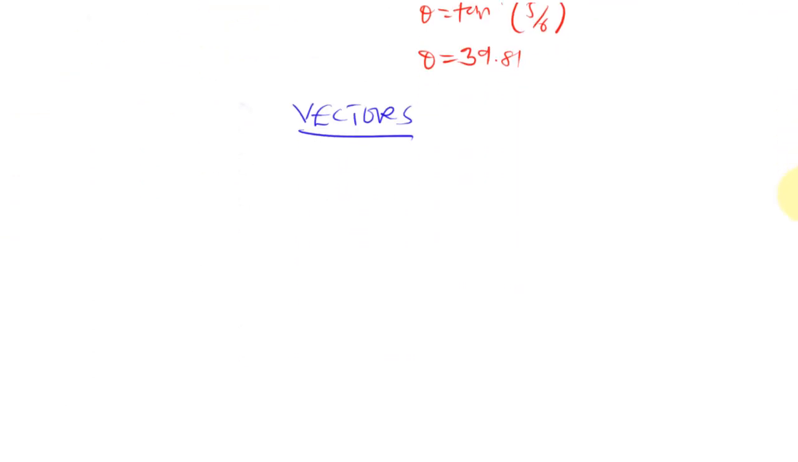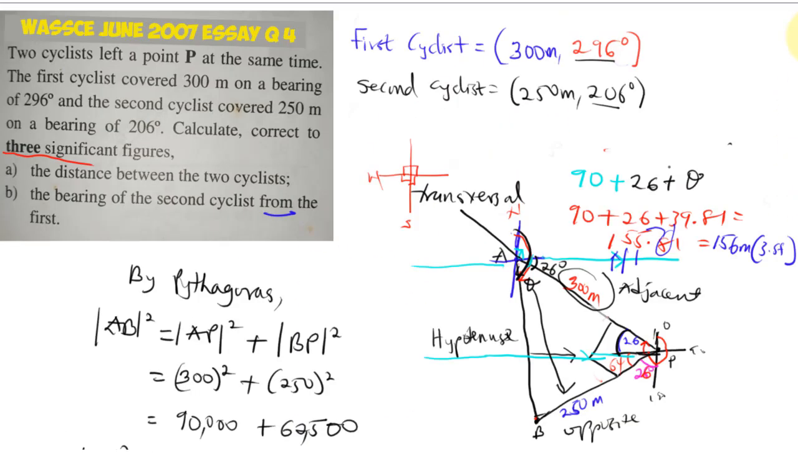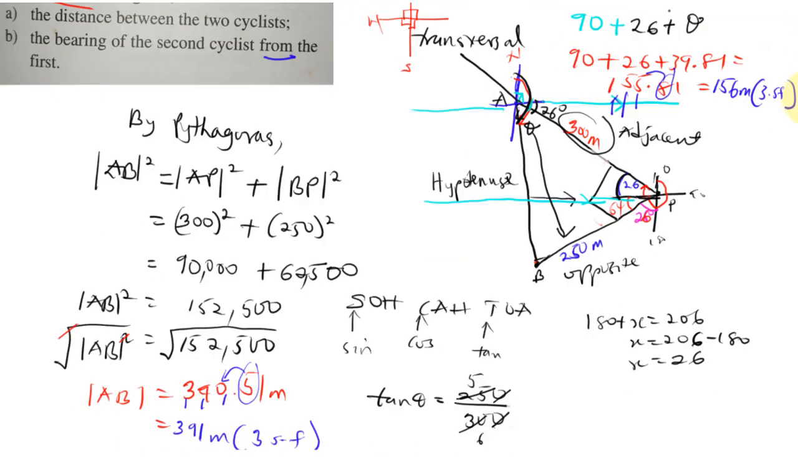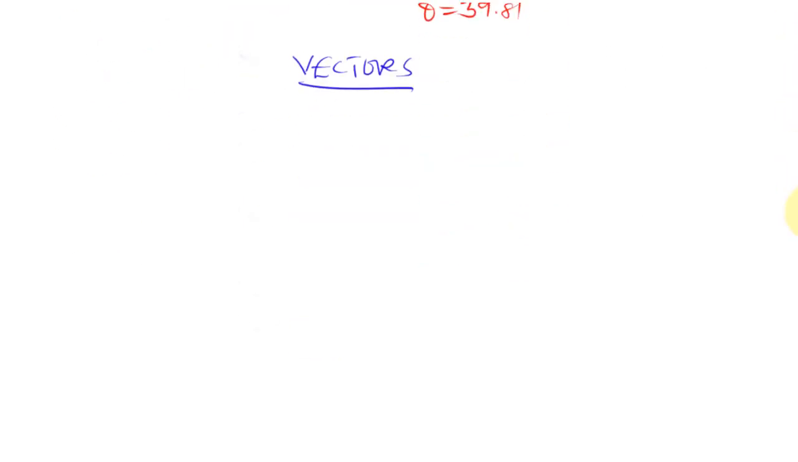So let us say that we have the data here already. So first cyclist is 300 meters, 296 degrees. So let's say the first cyclist moved from P to A. So the first cyclist began from P to a certain point A. So P to A, that is vector PA, is going to be, the distance is 300 meters and the bearing is 296 degrees. Now let's get to the second one too.